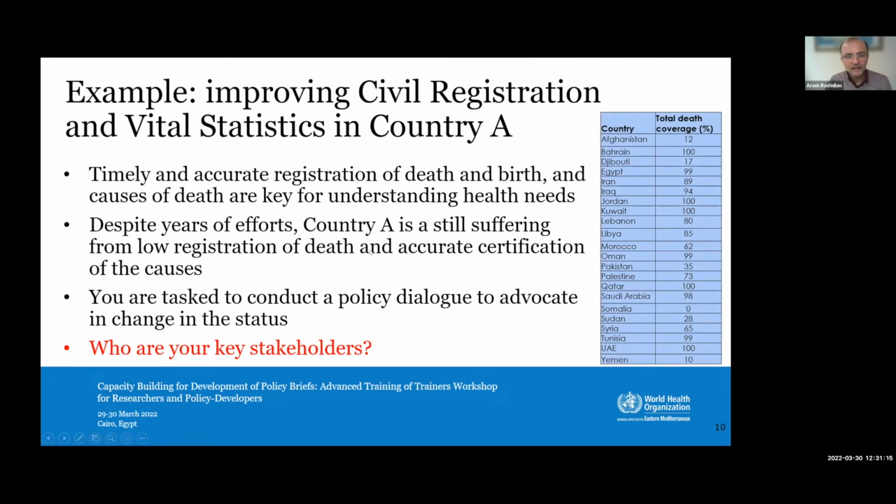So you are tasked to conduct a policy dialogue to advocate for change in the status. By that, I mean to improve the situation for civil registration and vital statistics. Who are your key stakeholders? Kindly put the names of stakeholders that you think, and be specific. Don't say media, though media could be. Think of certain groups. If you say policymakers, which policymakers, which groups? Please put entities and organizations that are responsible.